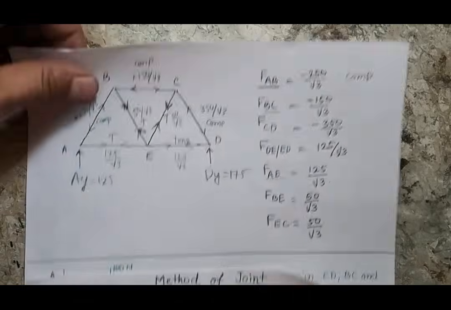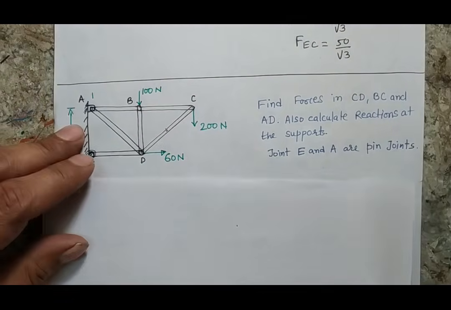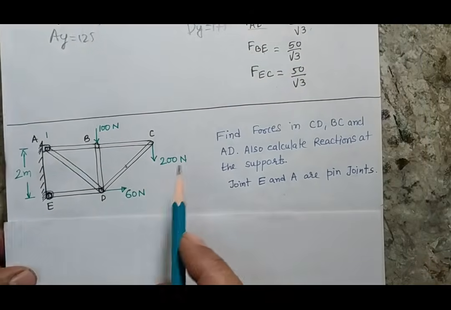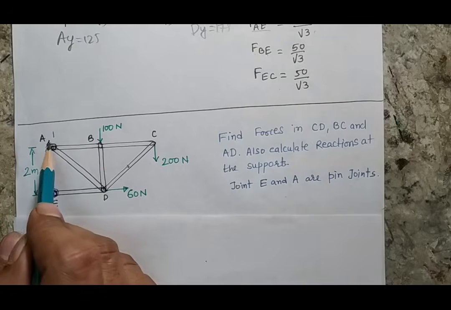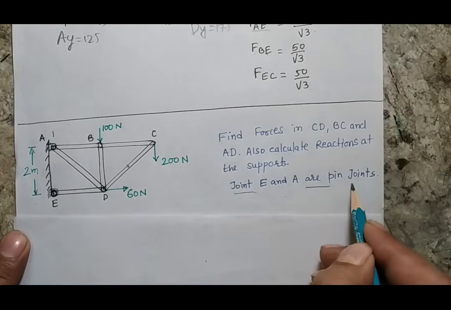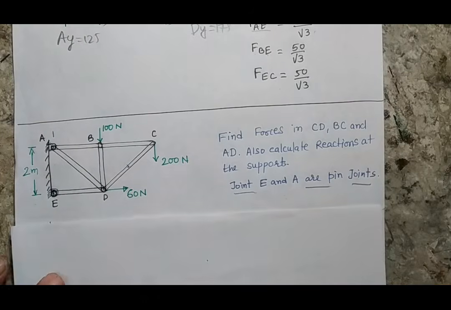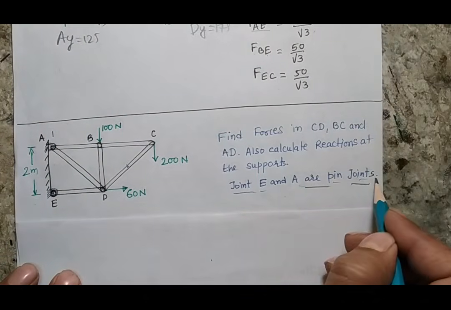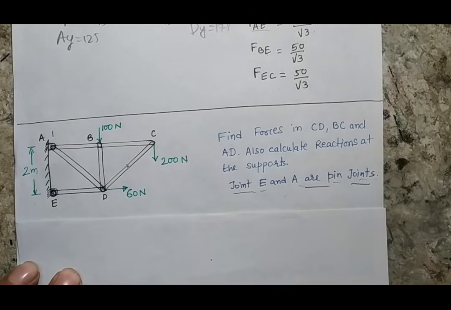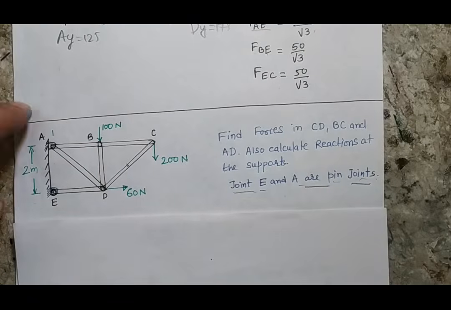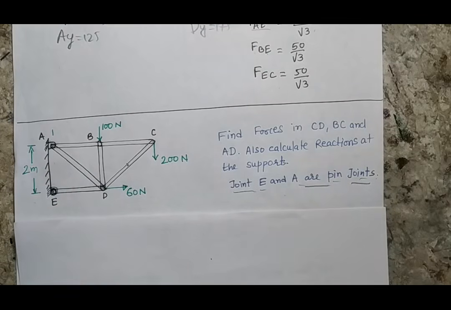Now let's see the second problem. In the second problem I have taken a cantilever truss. Here you can see that there are members connected with a vertical wall, and both the joints are pin joints. We have seen in our previous video that both the joints are considered pin joints because the truss should be designed to be stable. I am not going to discuss the stability of the truss here. We have to simply find the forces in the different members of our truss.